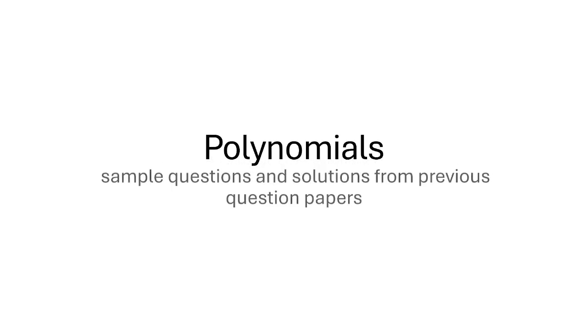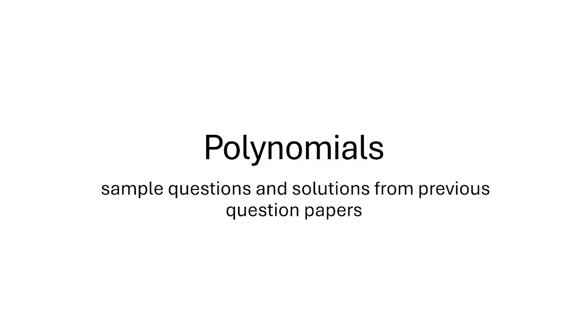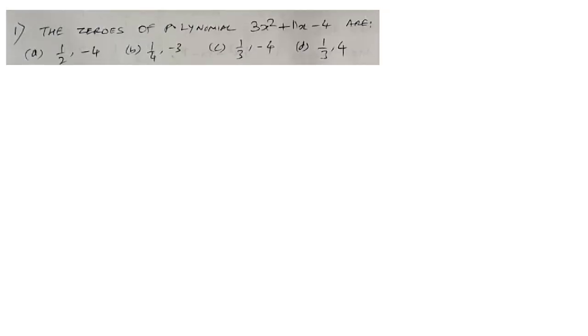Hi friends. So let's look at polynomials. Let's look at sample questions and solutions from previous years' question papers. So first question: the zeros of polynomial 3x squared plus 11x minus 4 are... They have given options: half comma minus 4, 1 by 4 minus 3, etc. Those are the options you have.